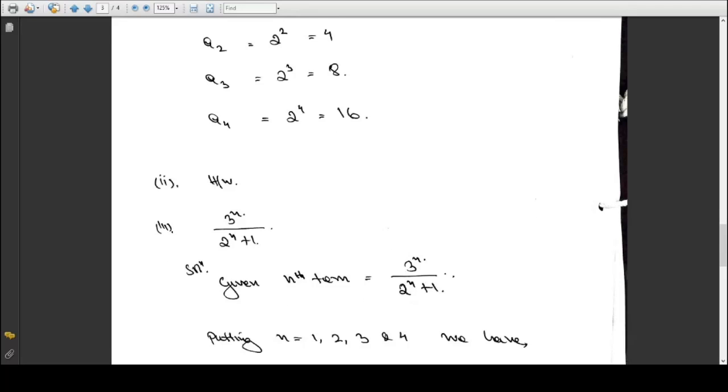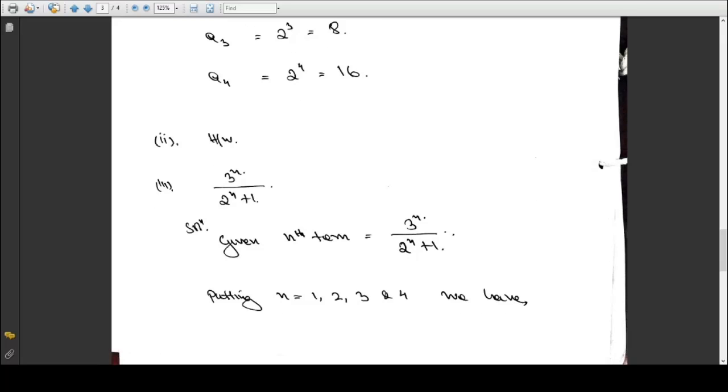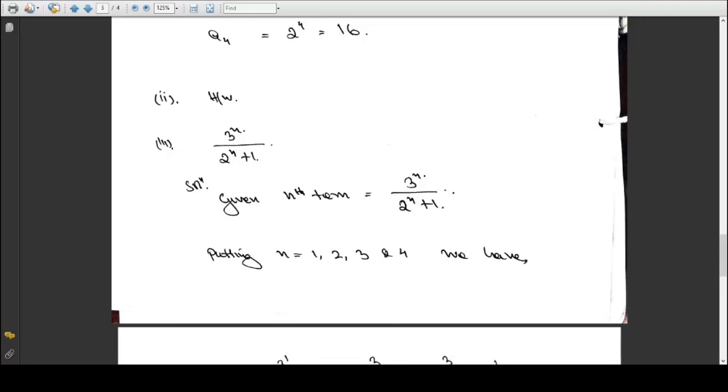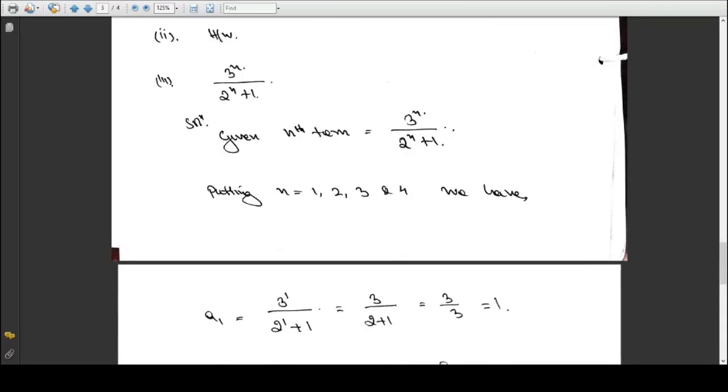Number 3 is 3 to the power n divided by 2 to the power n plus 1. This is the nth term. Now putting the value of n to be 1, 2, 3 and 4 separately, a1 will be 3 to the power 1 divided by 2 to the power 1 plus 1. Just substitute n by 1. 3 to the power 1 is 3, 2 to the power 1 is 2, then 2 plus 1 is 3, and therefore it is 3 divided by 3, which is 1. The first term is 1.